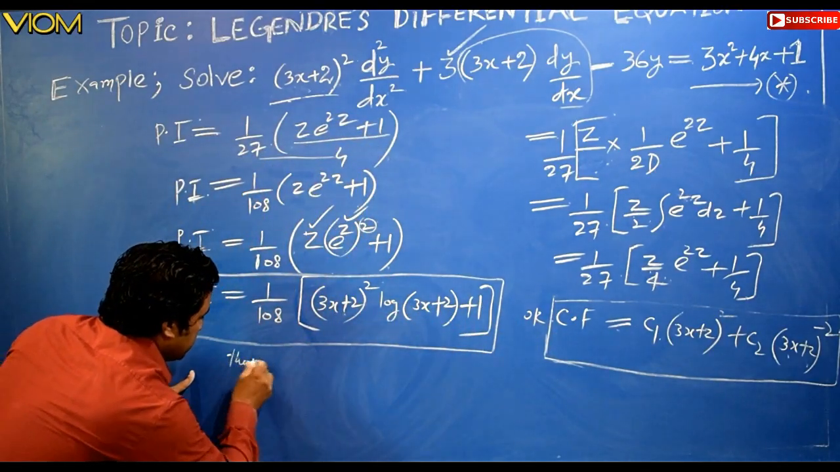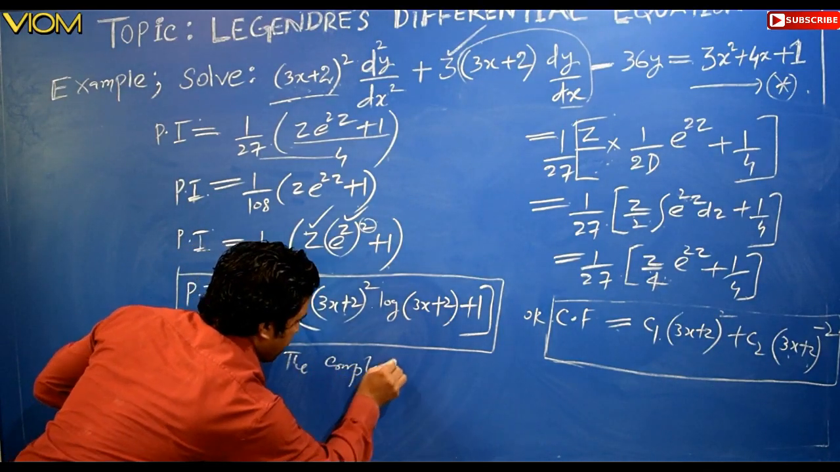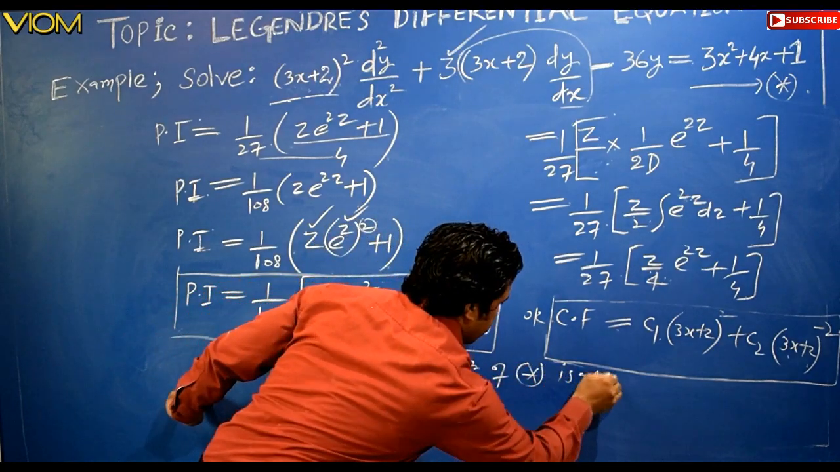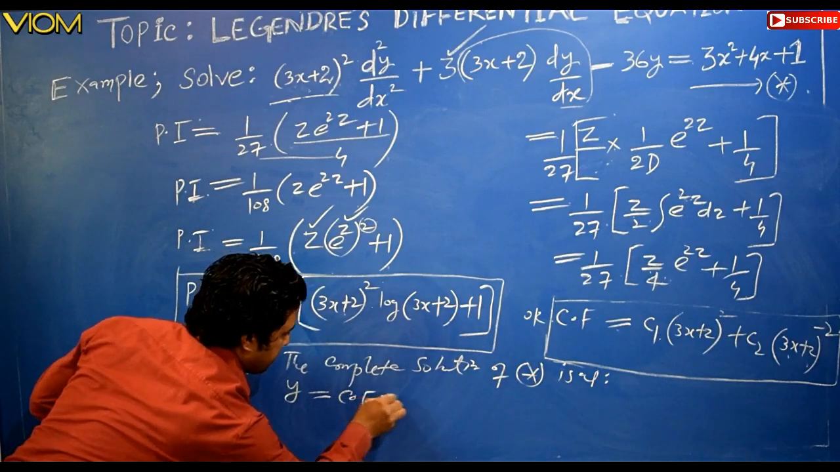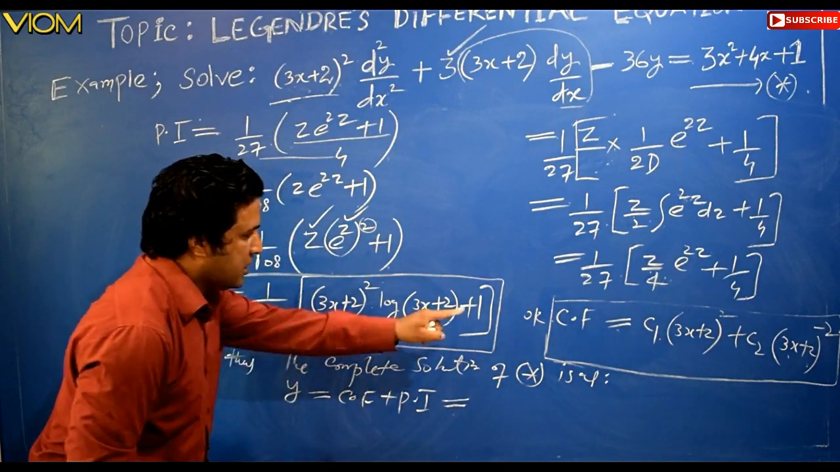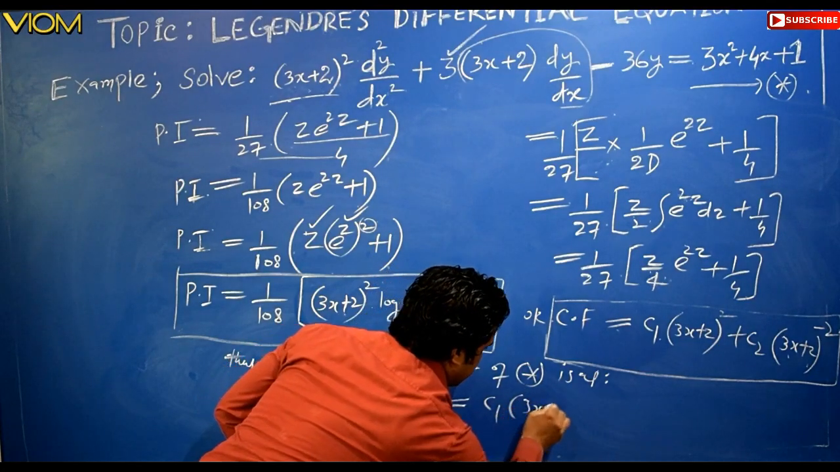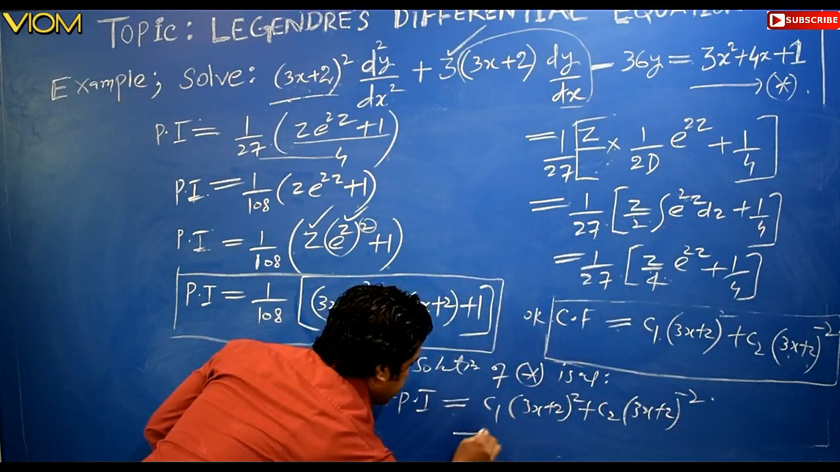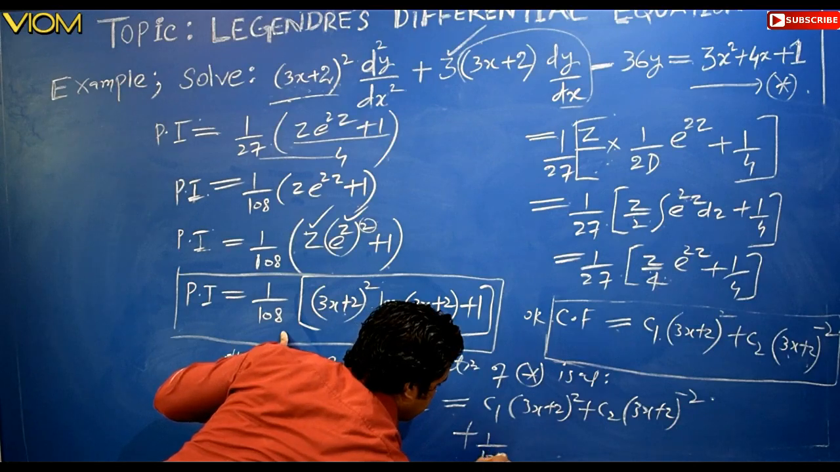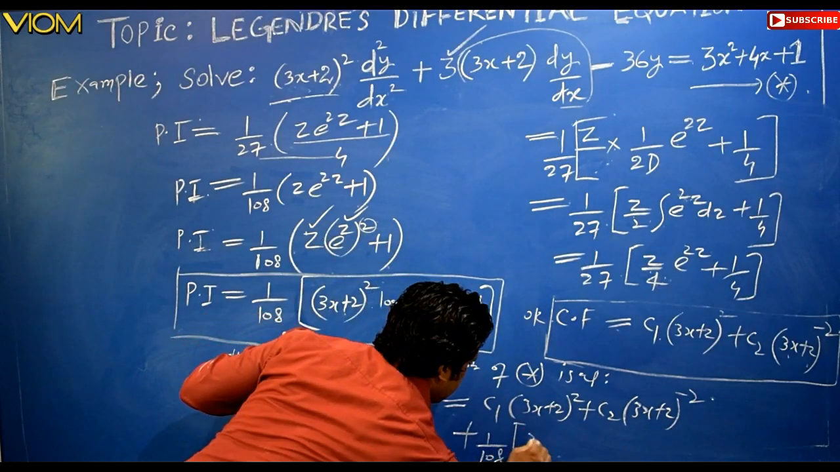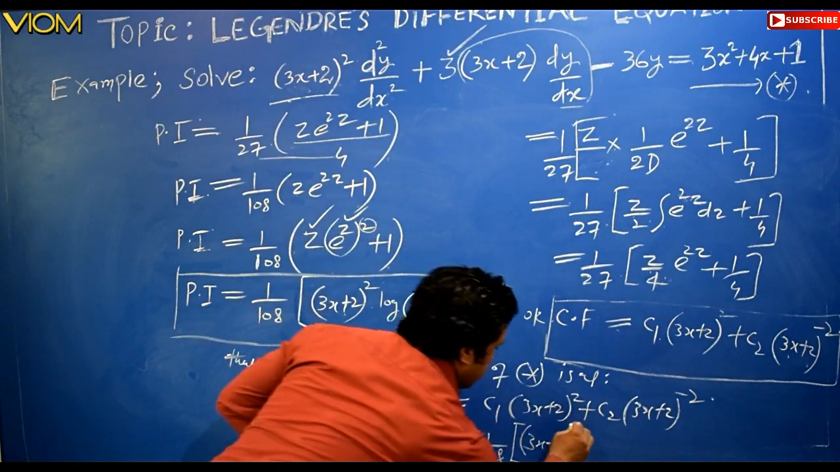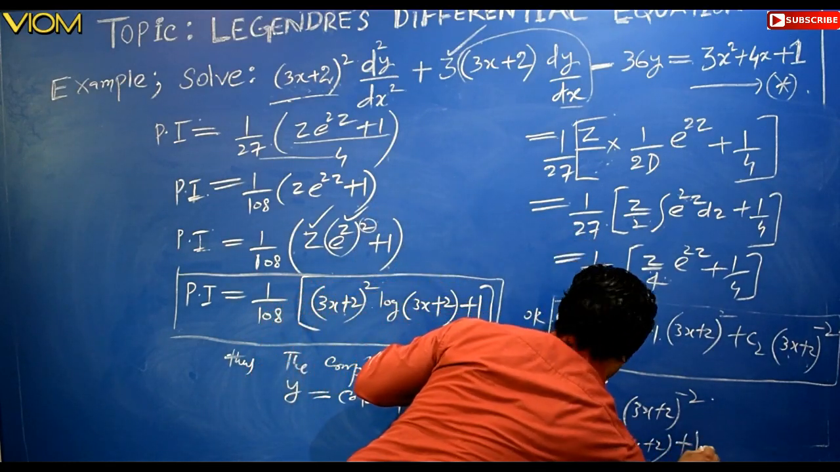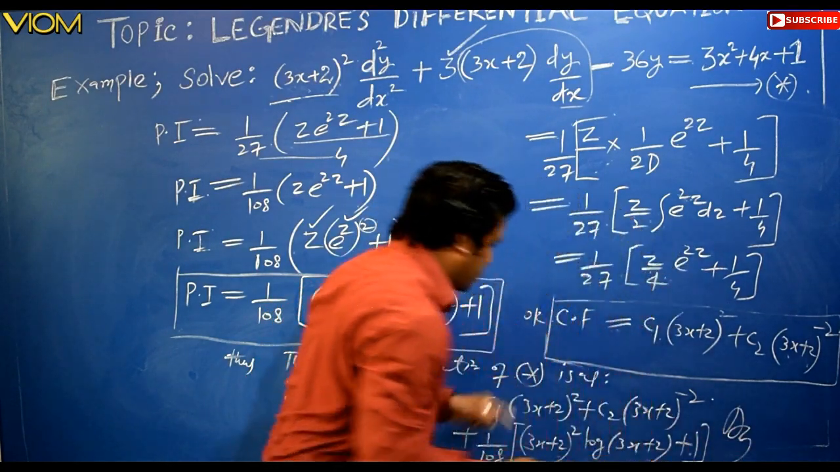Thus the complete solution of star is as follows. y is equal to complementary function plus particular integral. Complementary function is c1 of (3x plus of 2) whole square plus c2 of (3x plus of 2) whole raised power minus 2. Particular integral is plus times of 1 over 108, log of (3x plus of 2) whole square, log of 3x plus of 2, plus of 1 is as it is. So this is the required solution for the given numerical.